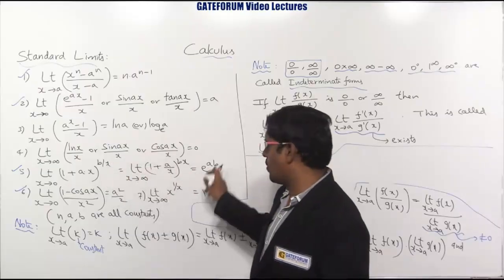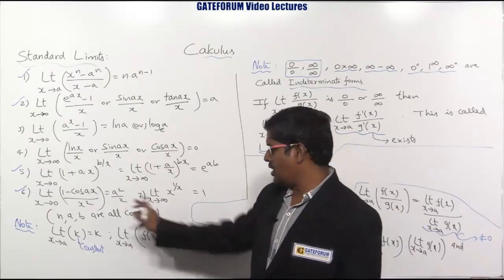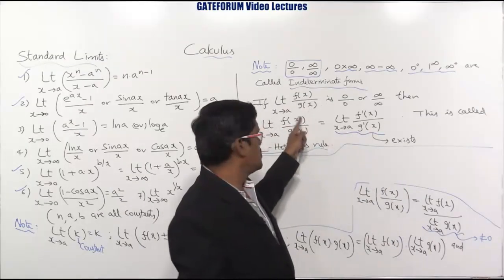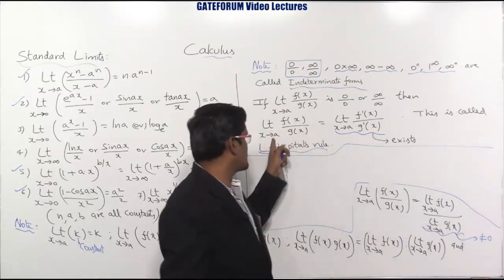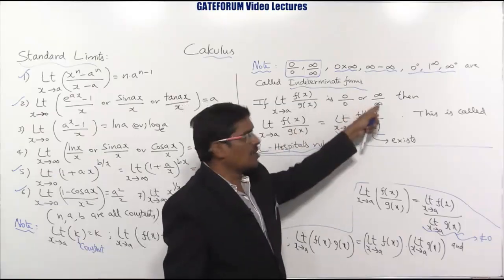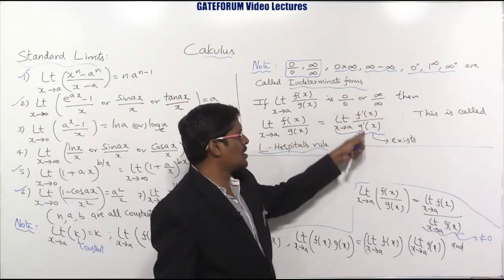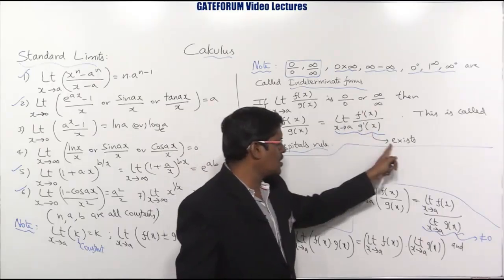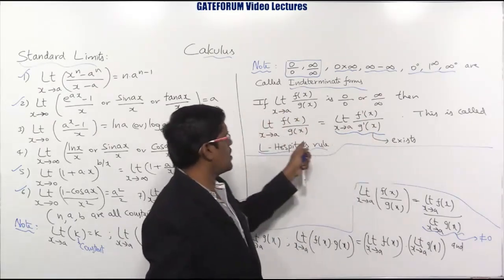Easy to remember. e power ab, where a, b are constants. Then I already explained L'Hospital rule. When the quotient of two functions, when x tends to a, becomes 0 by 0 or infinity by infinity, then differentiate numerator and denominator with respect to x, and then again apply limit x tends to a. That limit must exist. So this is called L'Hospital rule.